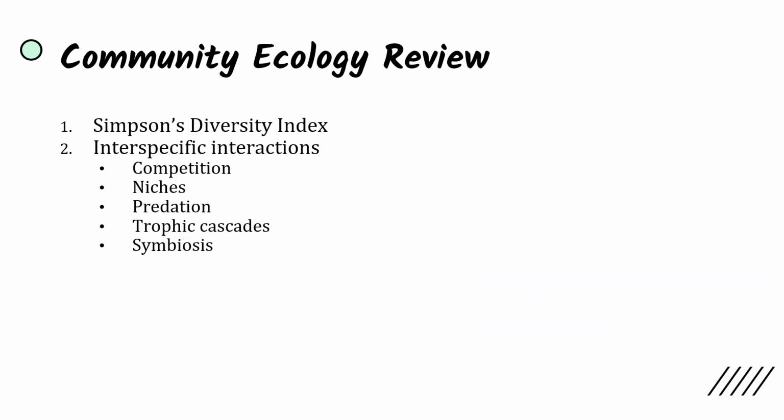So today we discussed communities. We discussed how to measure diversity of a community, but also all of the interspecific interactions within communities, such as competition, such as niches, predation, trophic cascades, and lastly symbiosis, including mutualism, commensalism, and parasitism. We'll see you in 8.6 to discuss biodiversity.